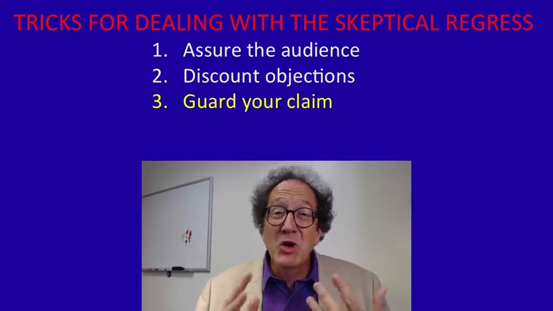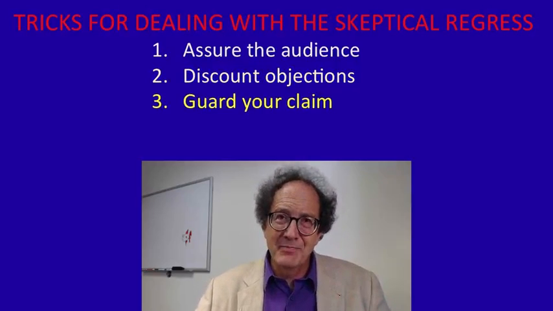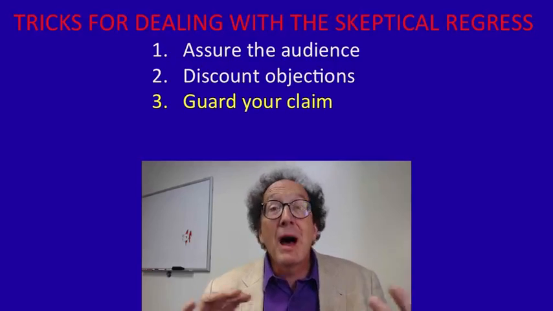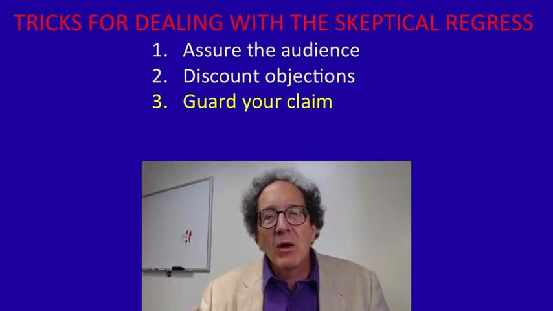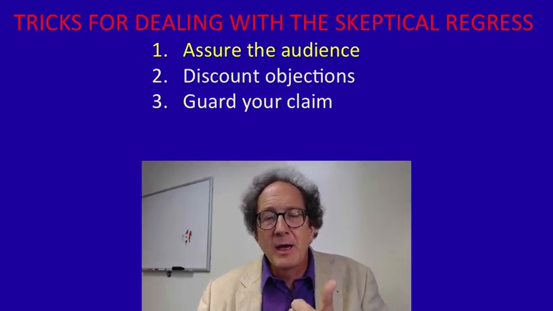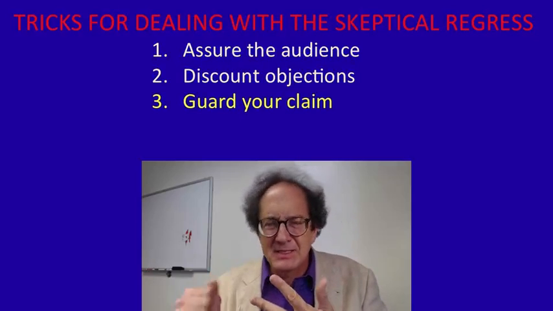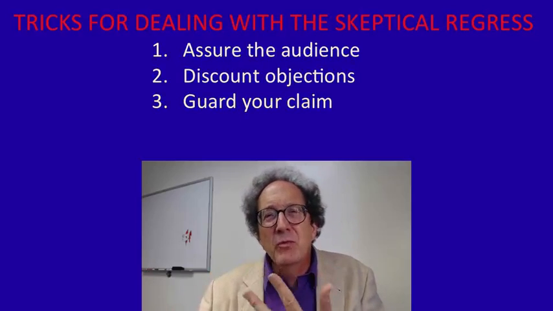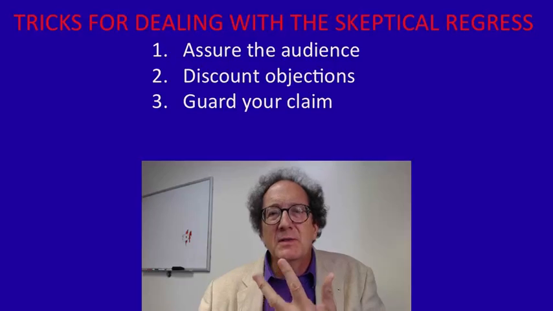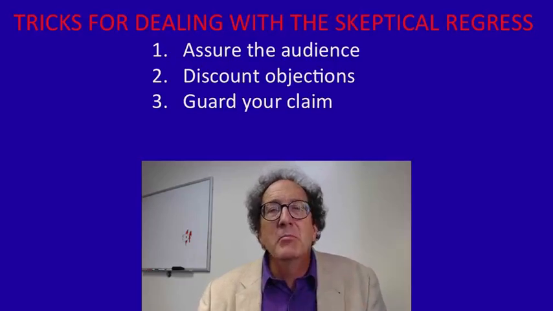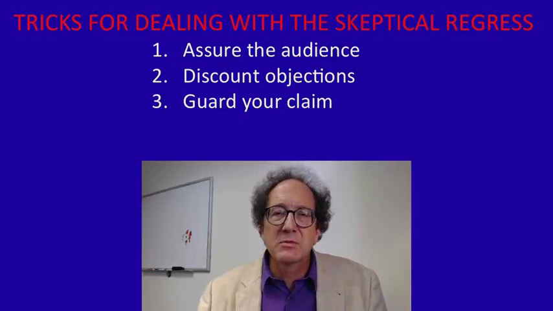Or I might just guard my claim. I might say, well, they might be right in this case, or they're probably right, without claiming that they definitely are right. So I can assure you, by citing some kind of authority, I can discount objections, and I can guard my premises by saying, well, it's probably right, instead of saying it's definitely right. And those are three ways of solving the skeptical regress problem in everyday life that we're going to look at in much more detail in the next 3 lectures.